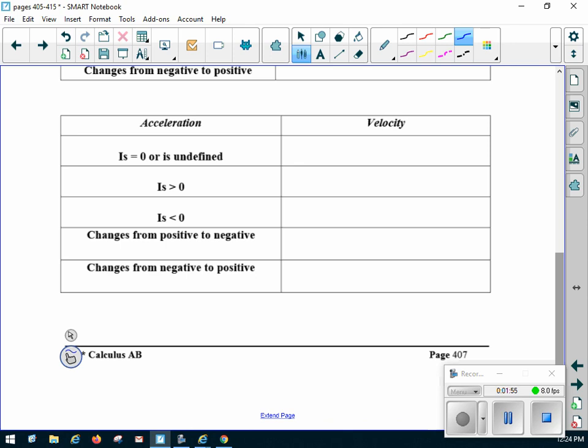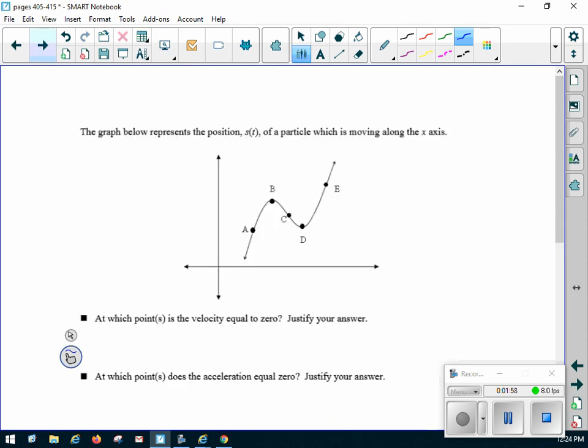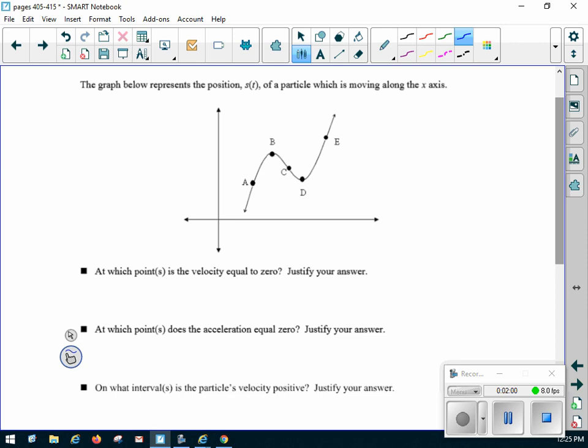Okay, so let's go on over here to the graph. Please notice this is position, but Sparks uses S of t this time for position. Sometimes he uses P of t. Physics uses S of t. So that's why calculus uses S of t. I don't know why physics uses S of t, but they do.